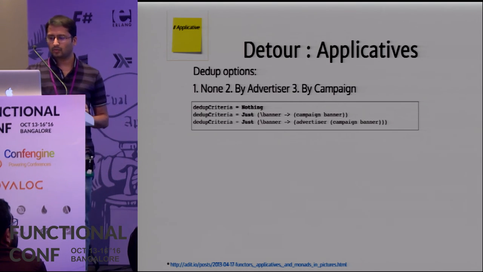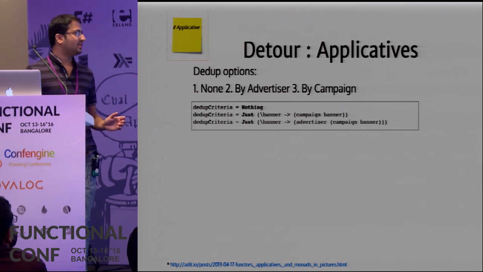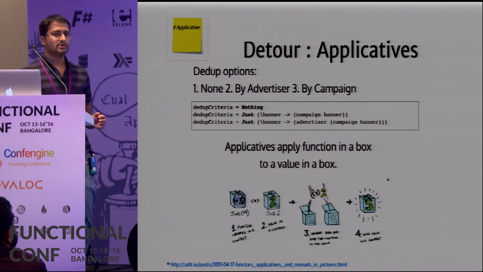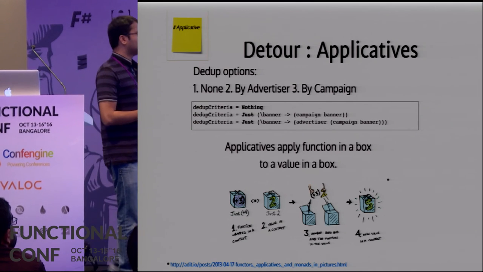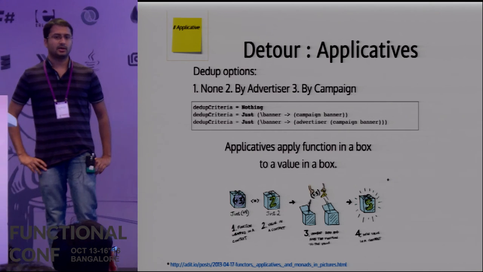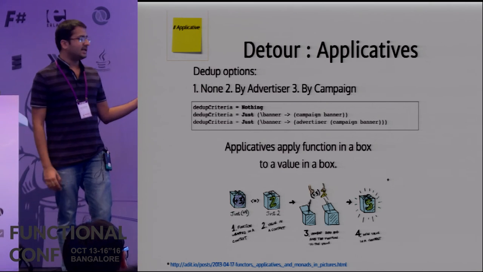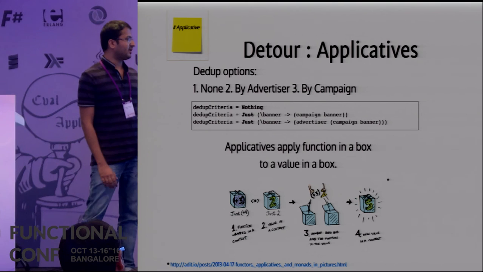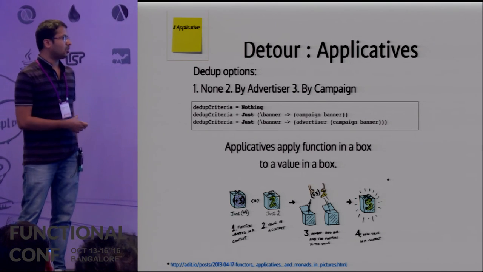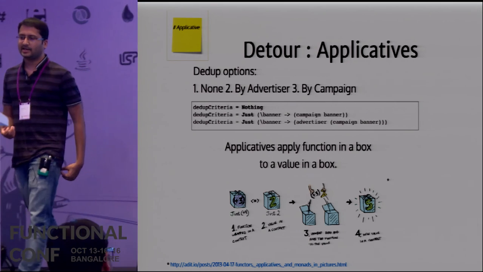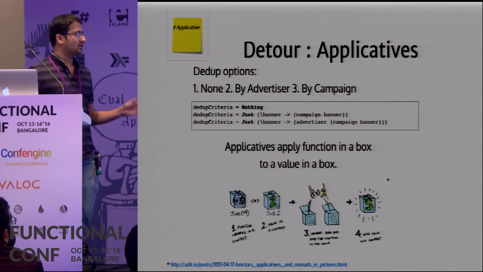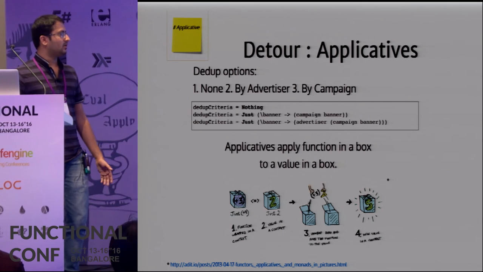One way to apply a function which is wrapped in a container is an applicative. I'm going to use the box analogy here. The way in which this differs from a functor is that in the case of a functor, you only have the value in a box. In the case of an applicative, you have both the function in a box and a value in a box. In this example, you have +3 in a box and 2 in a box. Applicatives extract the value from both of these boxes, apply the function, and return the value 5 in a box.